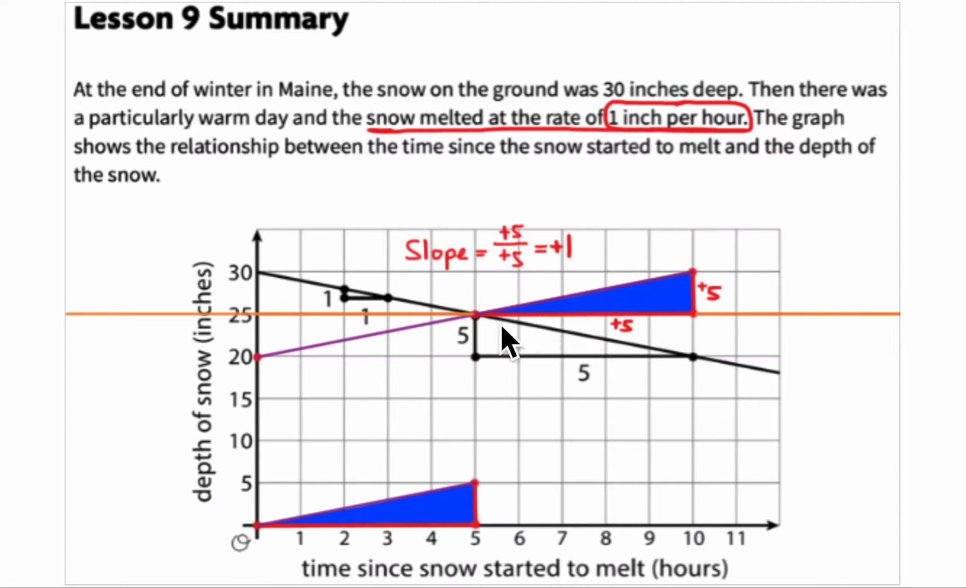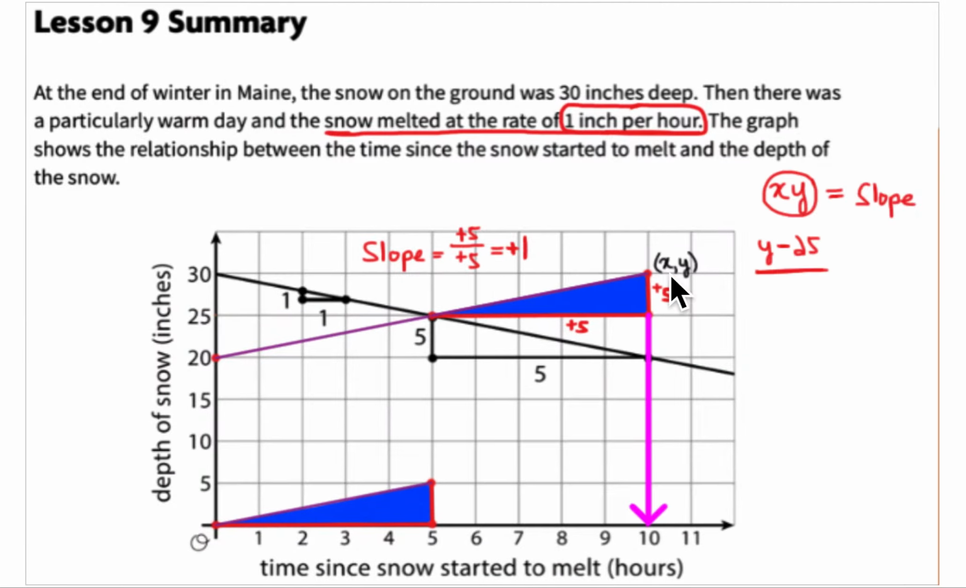So if we go to what we know, the horizontal change is 5 units. So from 5 hours to 10 hours, that's a positive change of 5. And there's a 5-inch increase in the amount of snow. So you're going from 25 to 30. So the slope then is the vertical change, which is positive 5, divided by the horizontal change, which is also positive 5. Well, positive 5 divided by positive 5 equals positive 1. So this is a positive slope of 1.